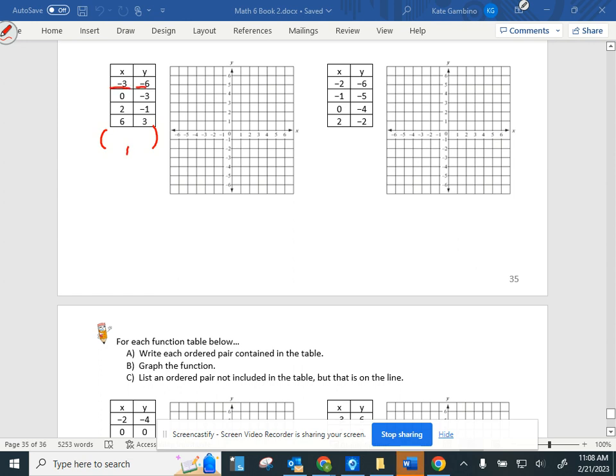So remember, we do the X, then the Y. 3, -6. Yep. 0, -3. Yep. 2, -1. Yep. 6, 3. Okay. So I think that we're all understanding this part, putting the X and the Y's into our ordered pairs. And I think that we're all pretty confident with graphing them. So we're going to do -3, -6; 0, -3; 2, -1; 6, 3.